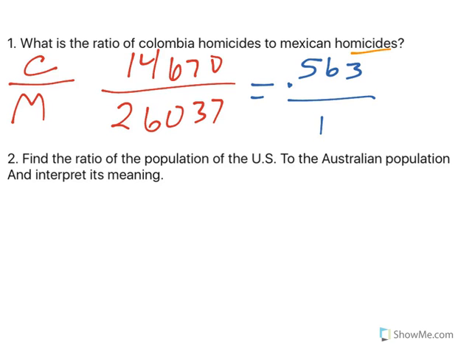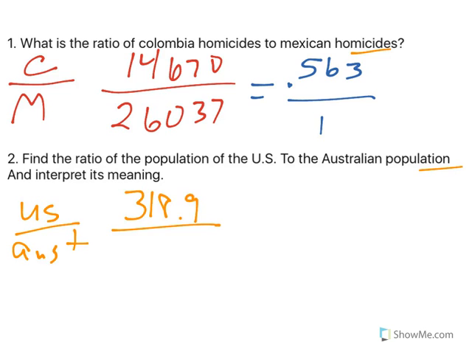All right, so let's find the ratio of the population. We're looking at number 2, the U.S. to the Australian population, and interpret the meaning. So who comes first? Well, the U.S. So U.S. on top, Australia on the bottom. And now we're talking about population, so get the right column. In the U.S. we have 318.9 million, and Australia we've got 23.5 million. Since they're both in million, those cancel out, and I've got 318.9 over 23.5. Well, it just is hard to comprehend.